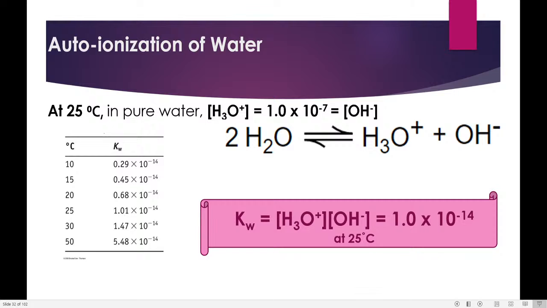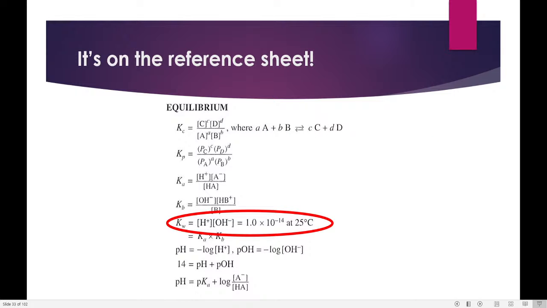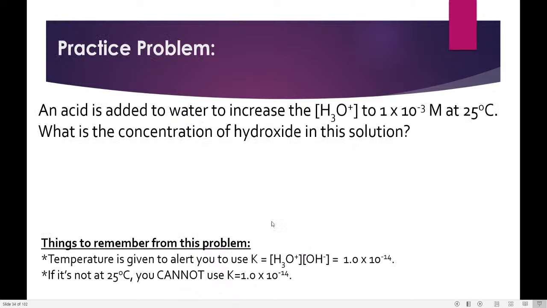So the question that they give you will always state a temperature. If the temperature is 25 degrees, then hopefully that's like a reminder to you, oh, I might be able to use this equation that we just learned. So what we're going to practice for the rest of the period today is just using this equation. How do we use it? When do we use it? That's the idea. Okay, it's on that reference sheet, as I mentioned.